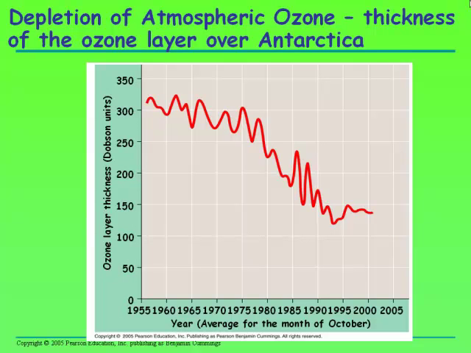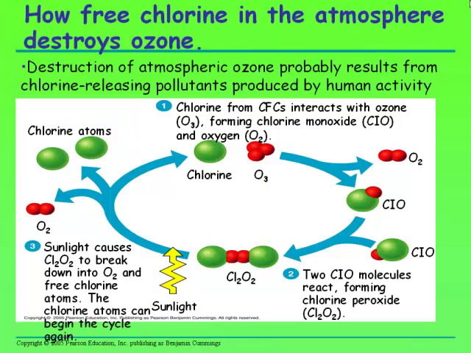So here, this is the thickness of the ozone layer over Antarctica in units called Dobsons. So you can see in 1955, it was much thicker than in the early 2000s. So it's starting to come back a little bit here, and around 1992 was the lowest level. So how does free chlorine in the atmosphere destroy ozone?